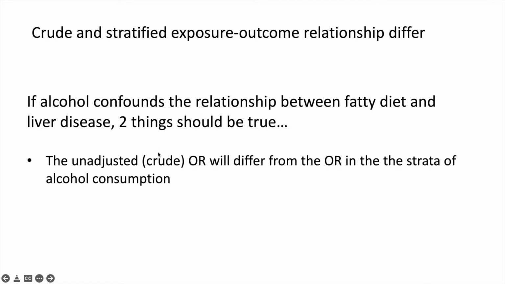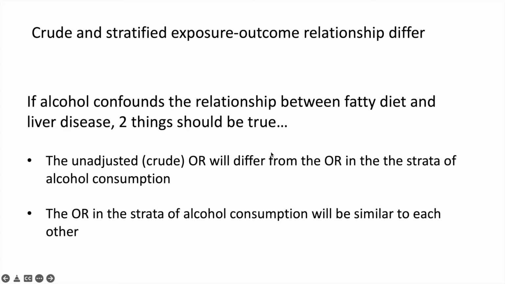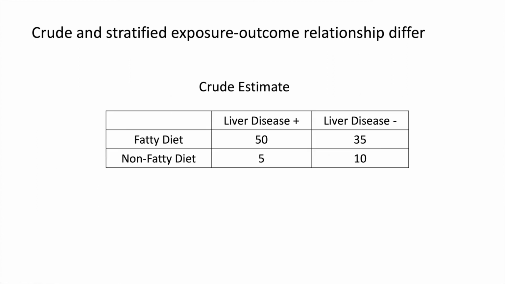The unadjusted odds ratio, and I'll show that in a second, will differ from the odds ratio between strata. So it'll differ when you separate everyone who's a high alcohol consumer and a low alcohol consumer. And also the odds ratio in the high alcohol and low alcohol strata will be similar. That is hard to hear just as words, but once we do an example, it'll be a little clearer.